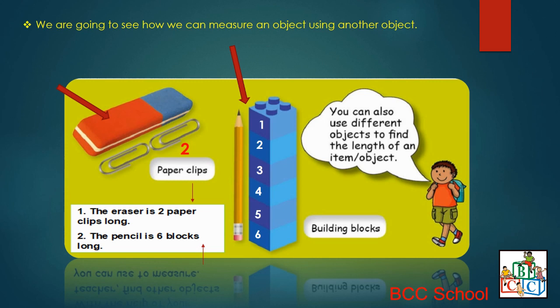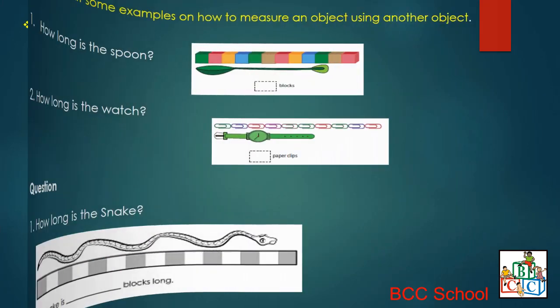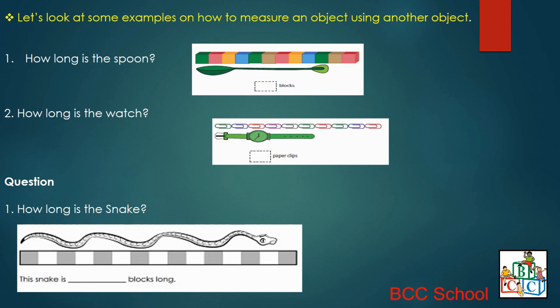Now, you can copy this in your copybook. The eraser, you can also draw it in your copybook. It would be very practical. And we are now going to look at some questions and examples. Here we're going to see how to measure an object using another object. Here are some examples that we have.